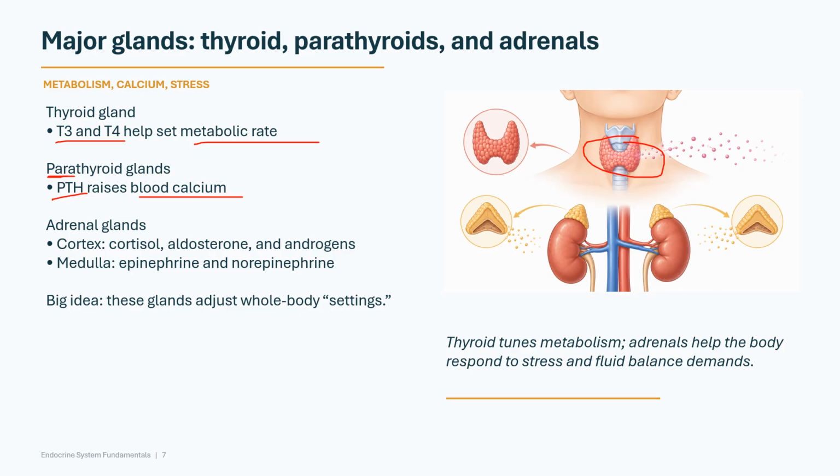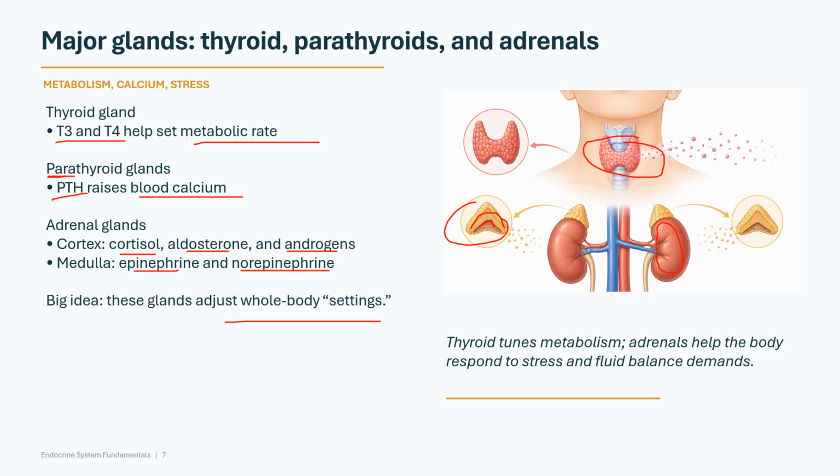We also have the adrenal glands, sitting on top of the kidneys. In the adrenal glands, the cortex is the outer part over here. It's involved in releasing cortisol, aldosterone, and androgens, while the middle part, called the medulla, is involved in releasing epinephrine and norepinephrine.